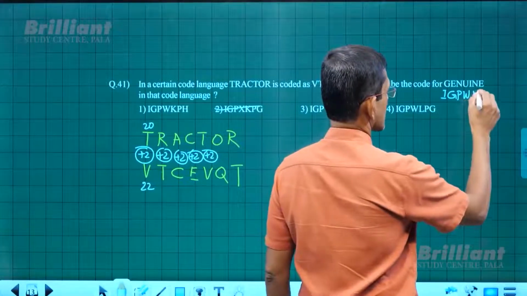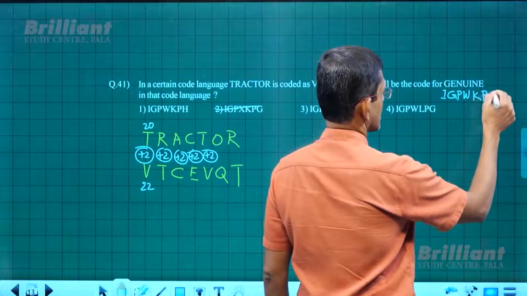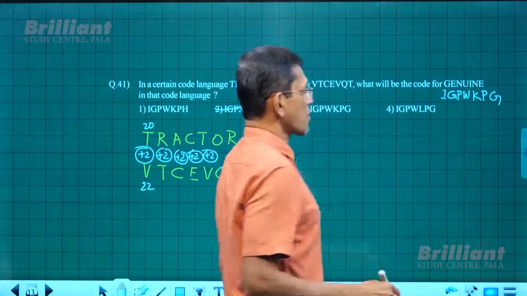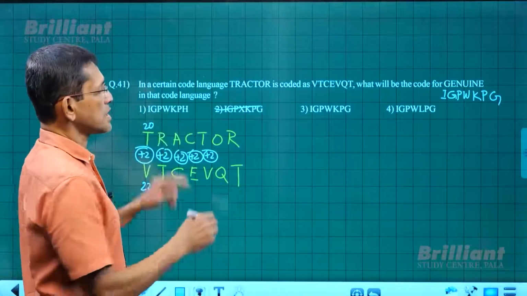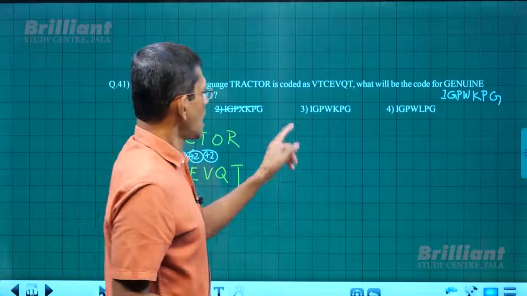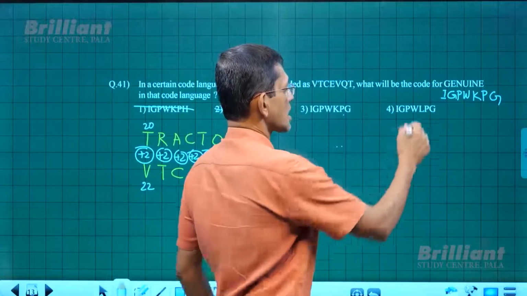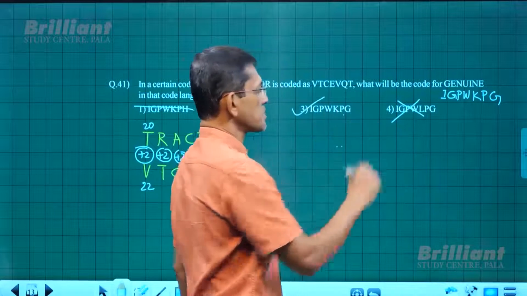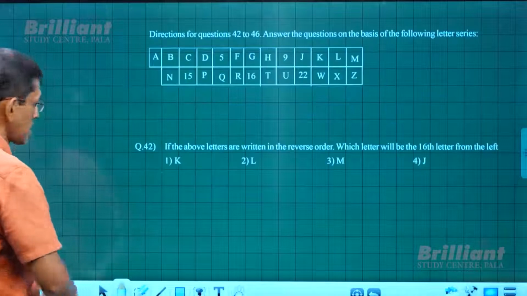And I is coded as K. IGPWK, then this is P, then it is G. So IGPWK, this is PH, that doesn't work. IGPWKPG, this is good. This one is LPG, that doesn't work. So KPG is the answer. So third answer choice. Next one.